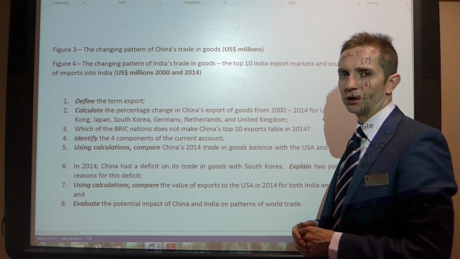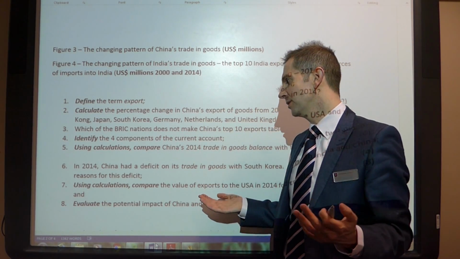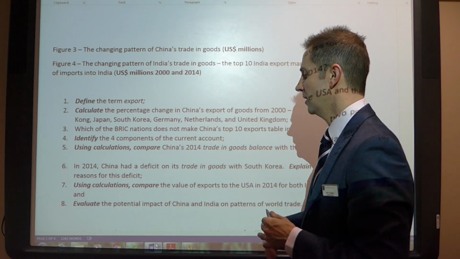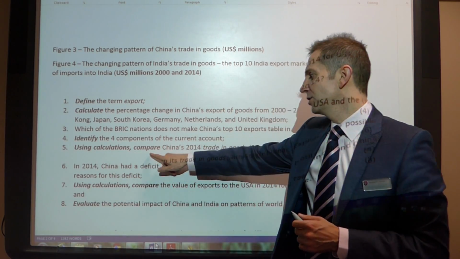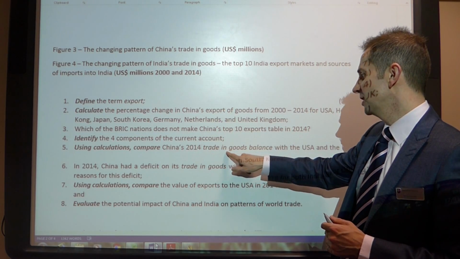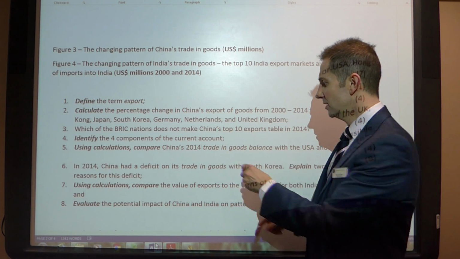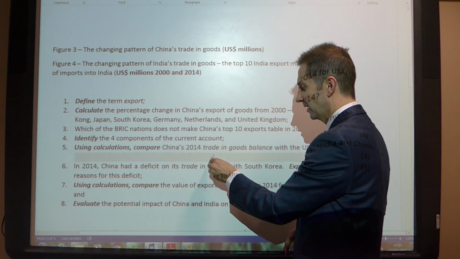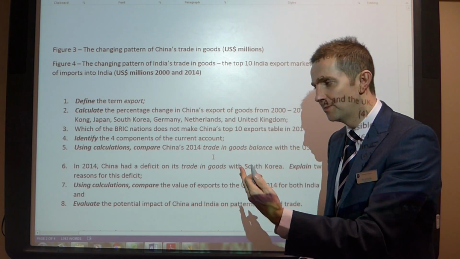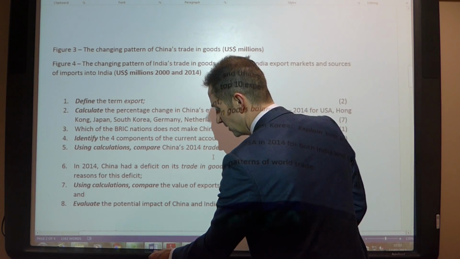Identify the 4 components of the current account. I looked at that in the previous video, so I'm not going to go into that. Using calculations, compare China's 2014 trade in goods balance. So actually asking you to calculate the goods balance. Now, how would we do that, ladies and gentlemen?